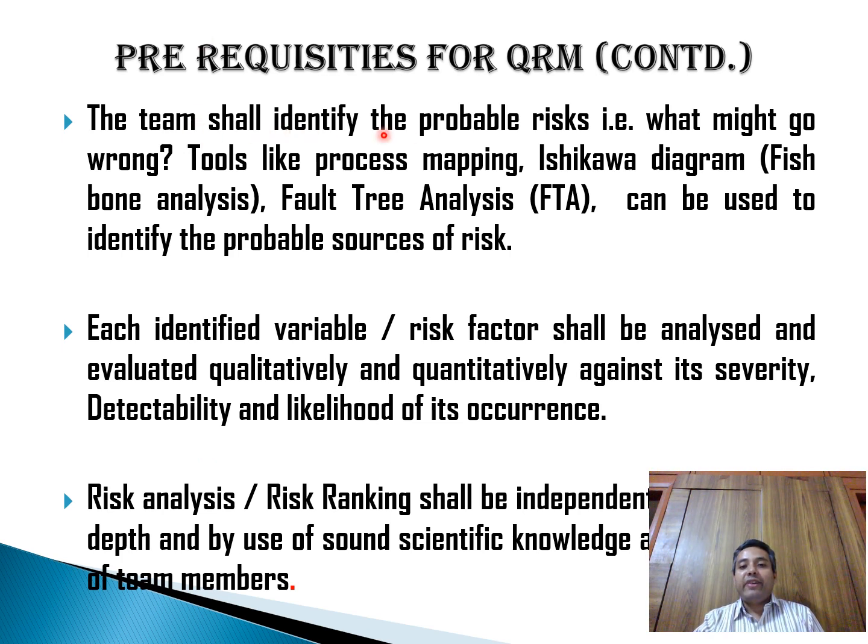This team shall identify the probable sources of risk, that is, what might go wrong. Tools like process mapping, Ishikawa diagram or fishbone analysis, and fault tree analysis can be used to identify probable sources of risk. Each identified variable or risk factor shall be analyzed and evaluated qualitatively and quantitatively against severity, detectability, and likelihood of occurrence. Risk analysis or ranking shall be independent, unbiased, in-depth, and by the use of sound scientific knowledge and experience of the team members involved.